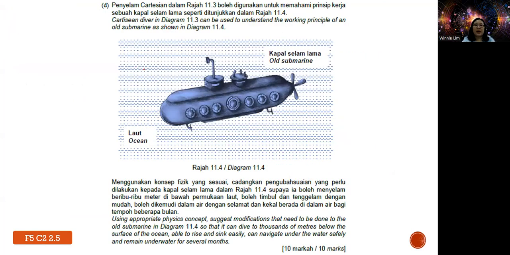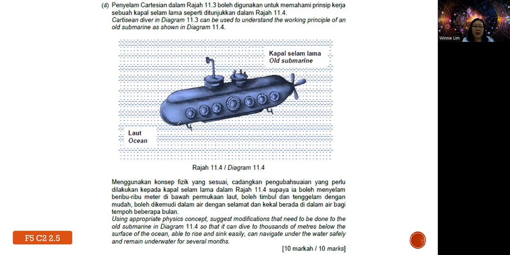Last part. The Cartesian diver in diagram 11.3 can be used to understand the working principle of an old submarine as shown in diagram 11.4. Using appropriate physics concepts, suggest modifications that need to be done for the old submarine so it can dive to thousands of meters below the surface of the ocean, be able to rise and sink easily, navigate under the water safely, and remain underwater for several months.